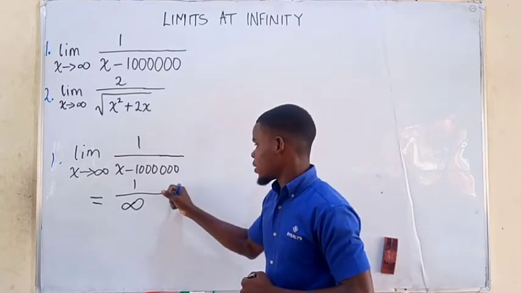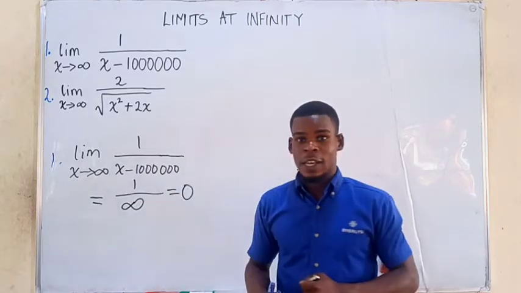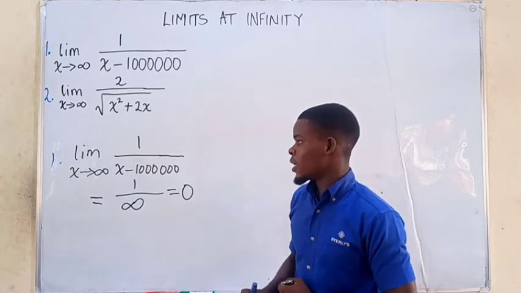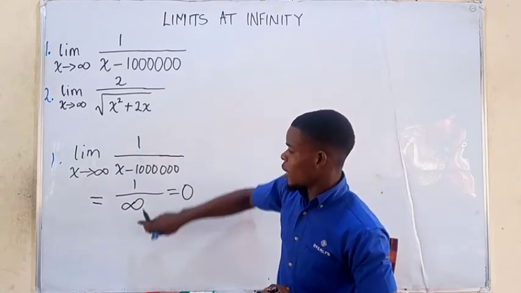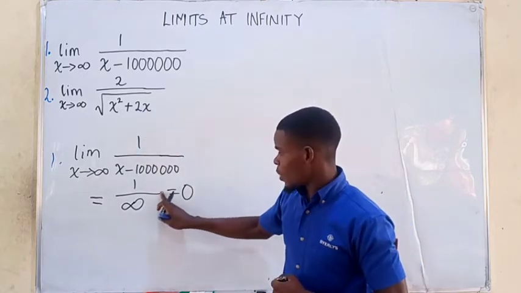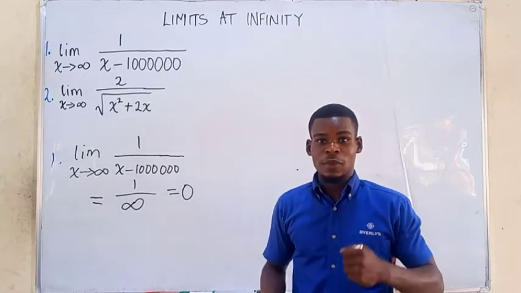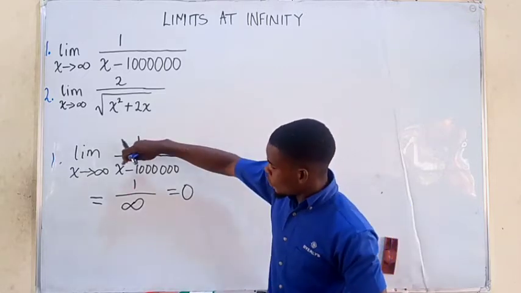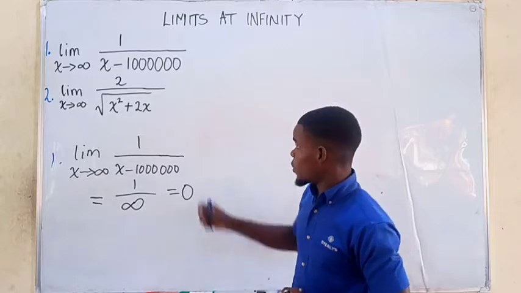Good. And that gives us 0 as an output, right? Because we said that whenever the denominator of a fraction increases without bound, the result of the fraction is going to be 0. So that is what it gives us for the first question.